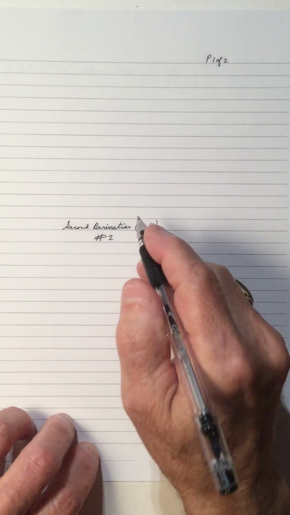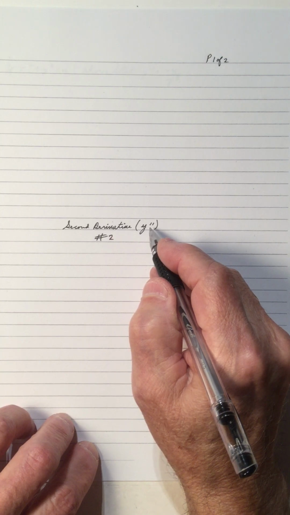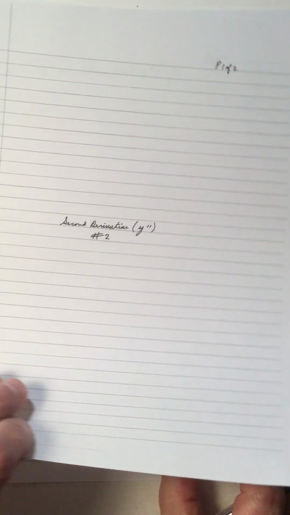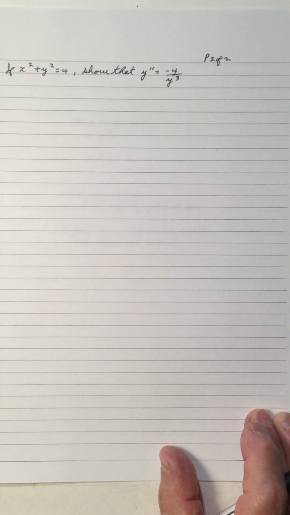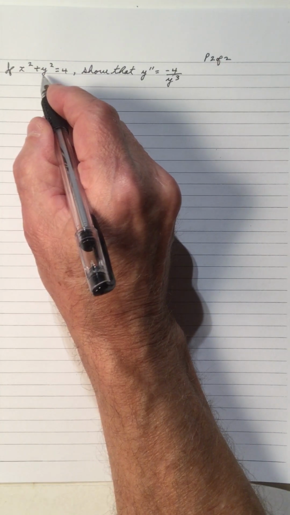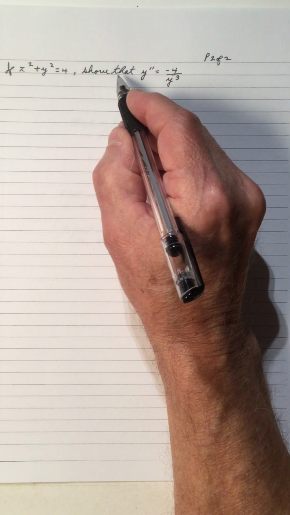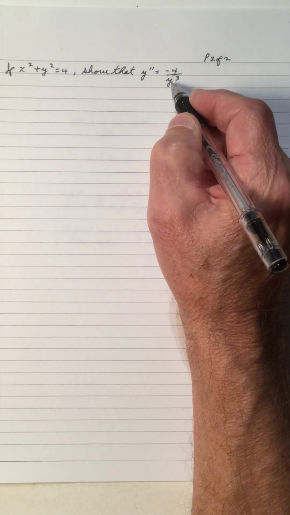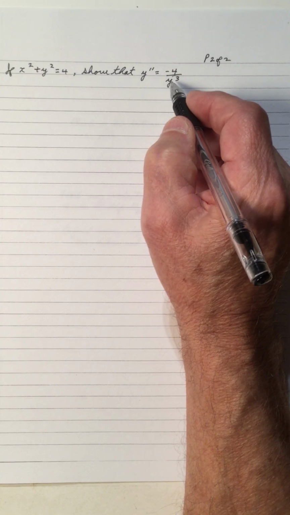Hi, welcome to my video on the second derivative, which we're going to denote by y double prime. This is video number 2, the notation y double prime. If x squared plus y squared equals 4, show that y double prime equals negative 4 over y cubed.